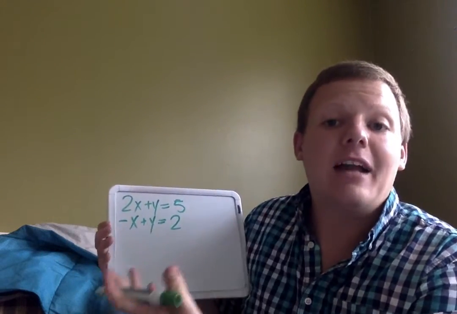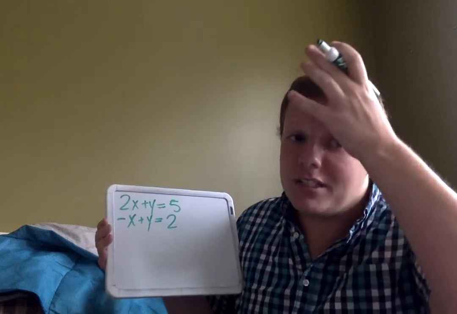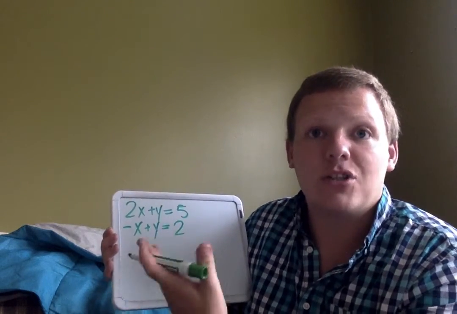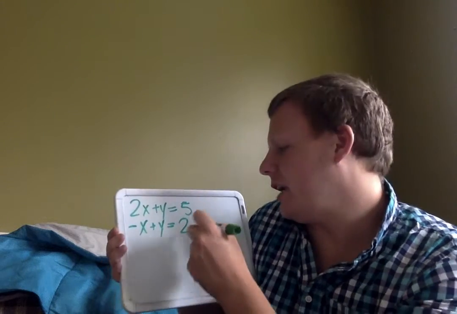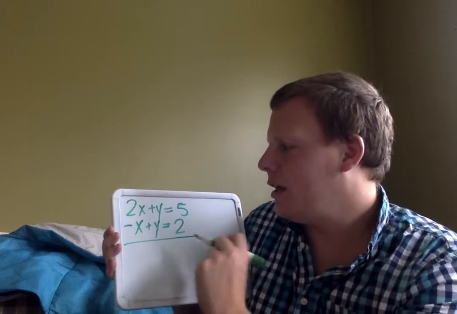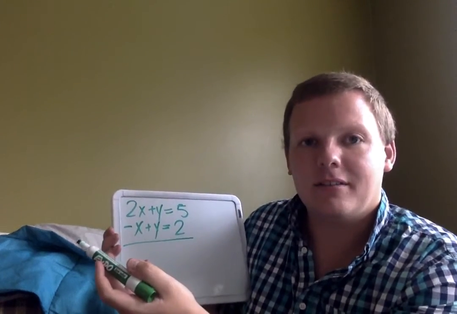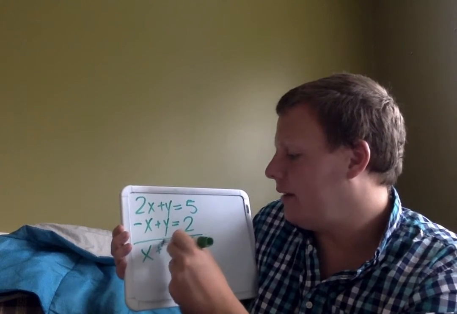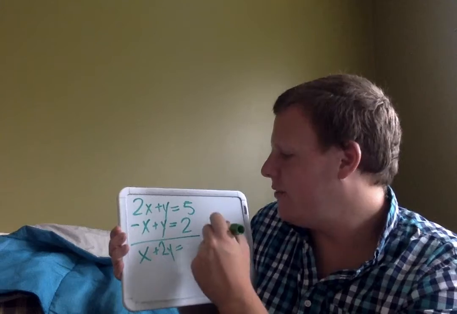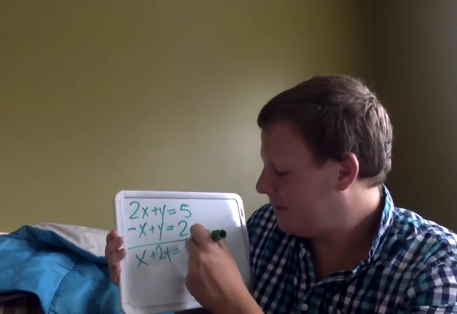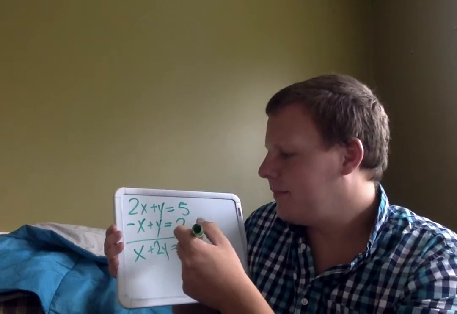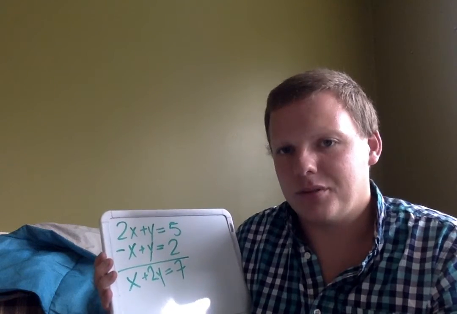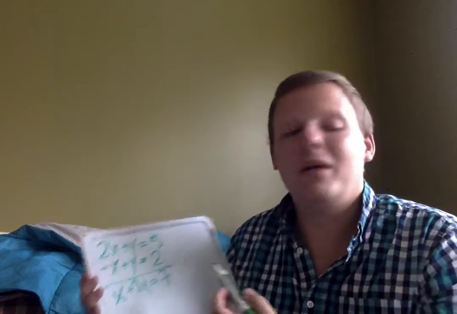And we can just add equations together. So let's take a look at what would happen if we just try to add these equations together without any multiplication. So I have 2x minus x is x, y plus y is 2y, and 5 plus 2, 7. So this didn't eliminate one of our variables. So we didn't do it quite right.